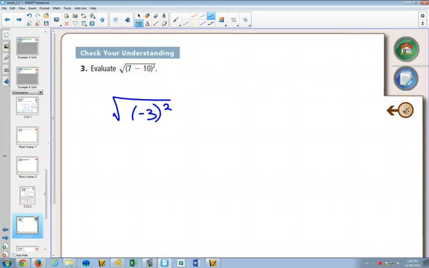And then you would have negative 3 squared is positive 9. And then the square root of positive 9 is 3. That would be considered the long way. It didn't really take us that long, but we could figure out the square roots this way.